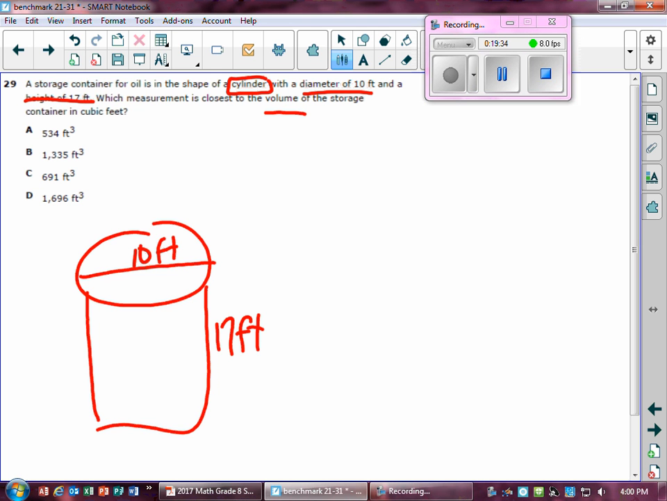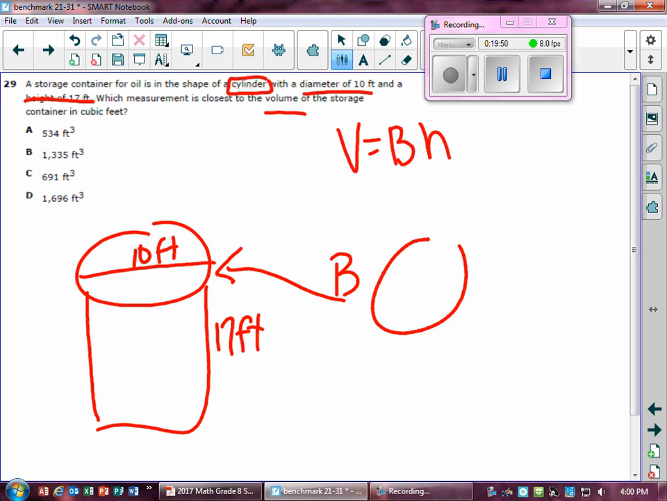So looking at your formula chart, for volume of a cylinder, it says volume equals area of the base times height. Now, area of the base, that's our big B. So we look, what is the shape of my base? Well, my shape is a circle. So we draw our circle. We label the information that's in our circle so far. We know that the diameter is 10. So that means we have to find the area of this circle. So the formula to find area of a circle is pi times radius squared. So we know what pi is.